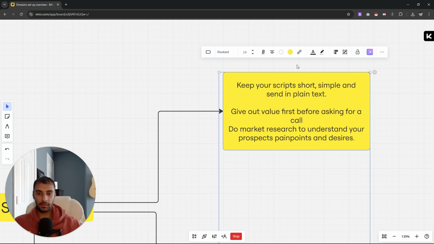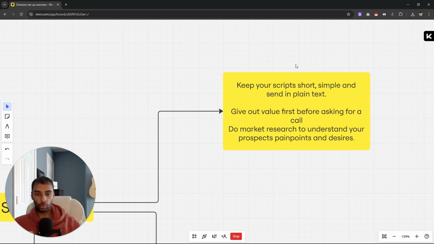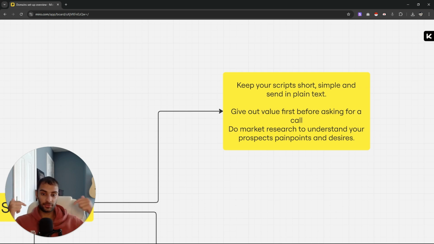And then finally, in terms of scripts and offers, keep your scripts short, simple, and send in plain text. Give out value first before asking for a call, and do market research to understand your prospects' pain points and desires. This is my favorite part of doing cold email outbound, just this whole scripting and marketing side of things. But this is what you should do to get your first customer in 2025 using cold email.